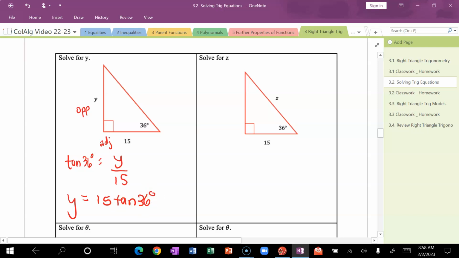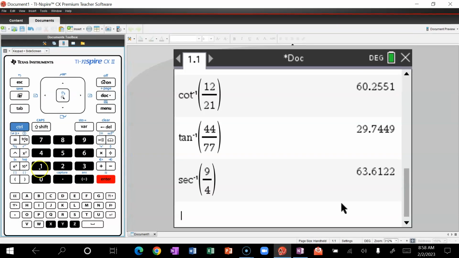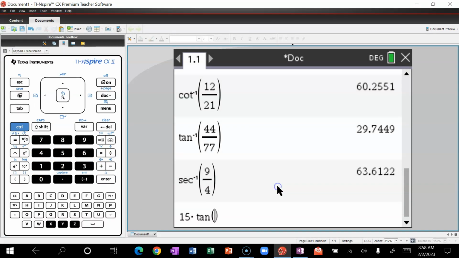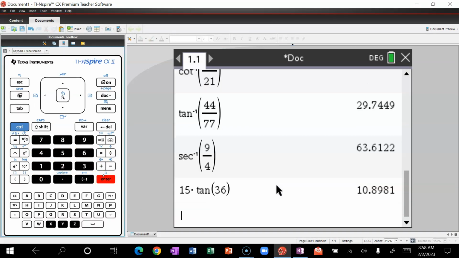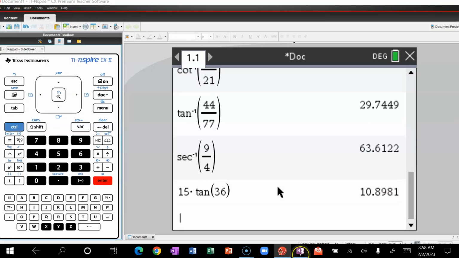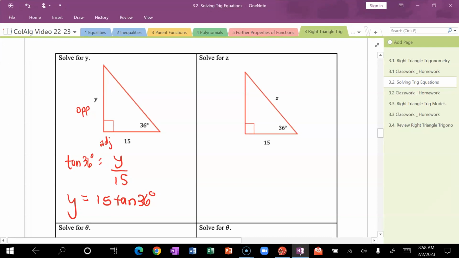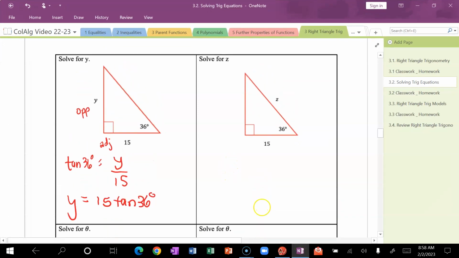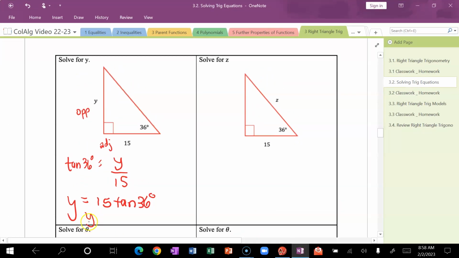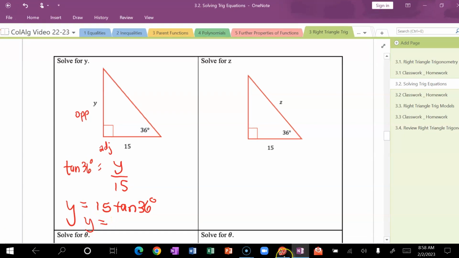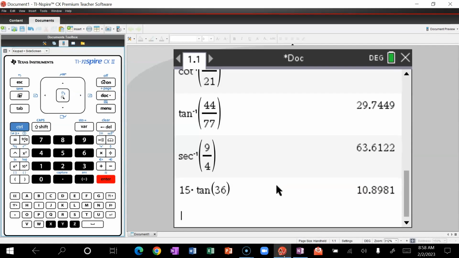So 15 times the tangent of 36, 10.89 or 10.90. So that tells me that side y is 10.90. Did I do that right? 10.90, yep.